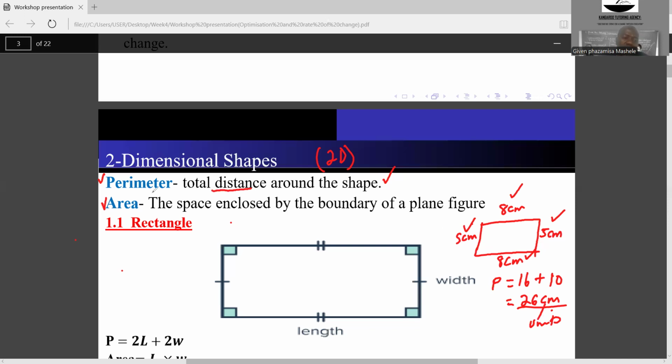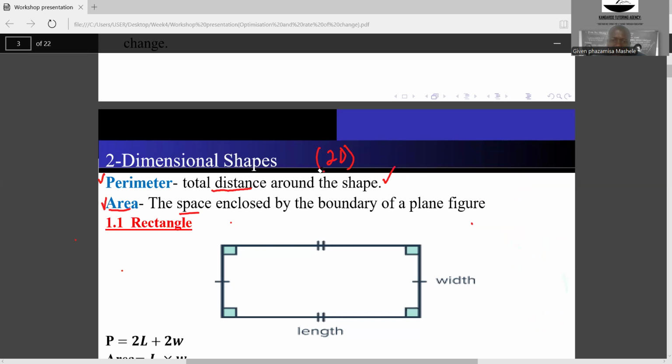Now, you must familiarize yourself with the area. Area is just the space enclosed by the boundary of a plane. So this space here is actually called the area. This is the area of this shape. Now, in terms of the area, I'll take you through the area of all the two-dimensional shapes, guys. And it's very important for you to know the areas of all of the two-dimensional shapes.